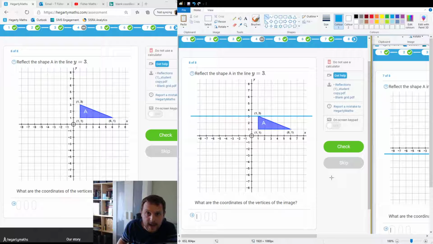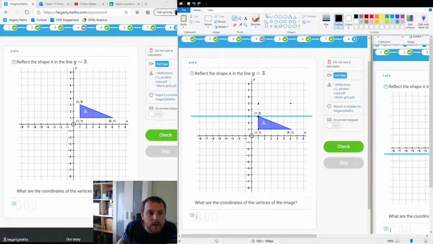So that's a horizontal line that goes through 3 on the y-axis. So that's the mirror line. Now, the shape actually has a corner that's on the mirror line. So that corner doesn't move. It is 0 away from the mirror line, which means when it gets reflected, it is still 0 away. So it actually stays the same. However, this corner here will flip up here, and this corner here will flip up here.